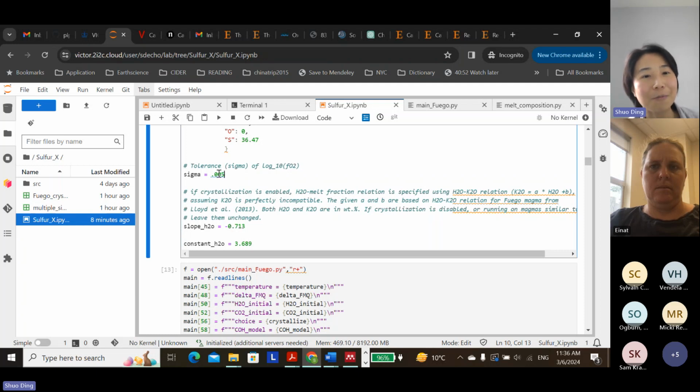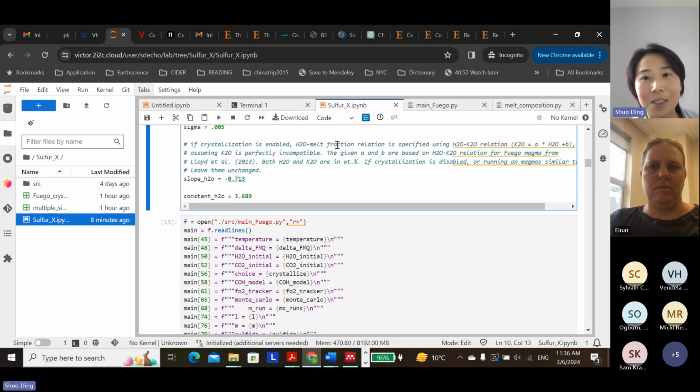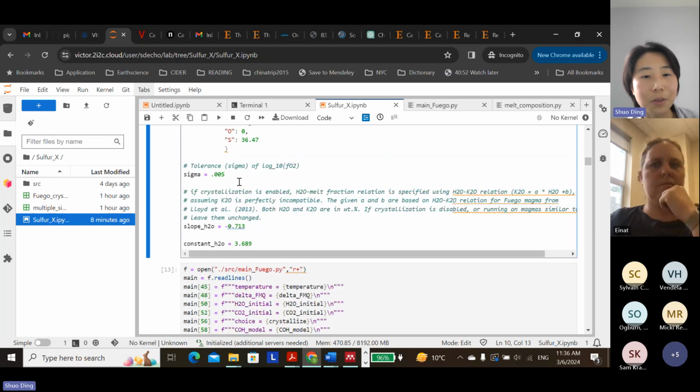So if you have a problem and have big excursions when you run FO2, you can play with this one, and that could actually improve your run. And then this slope. Basically, these two are describing, I think here it says pretty well, how you describe the water and potassium relationship. This is another empirical input. But this is only relevant if you also want to take into account the crystallization.